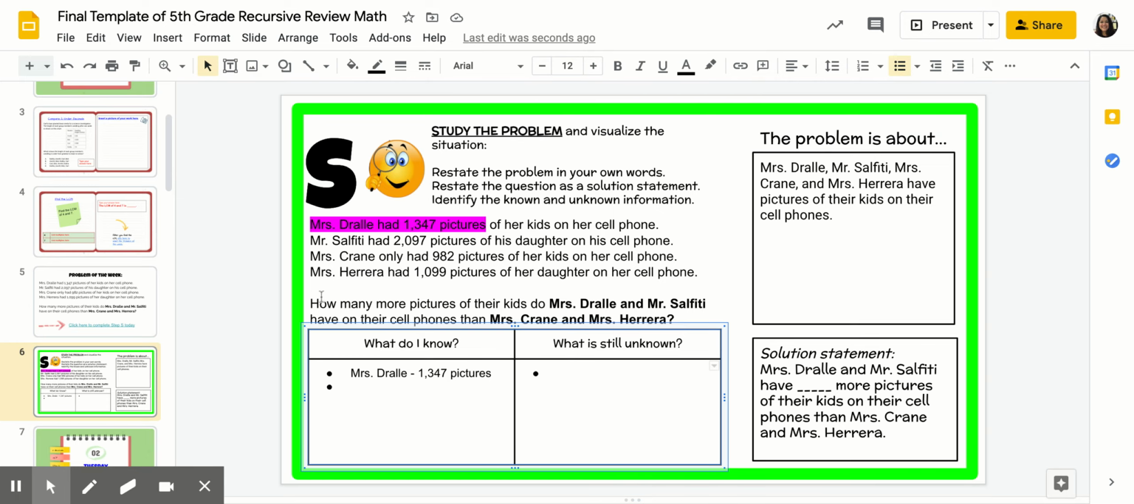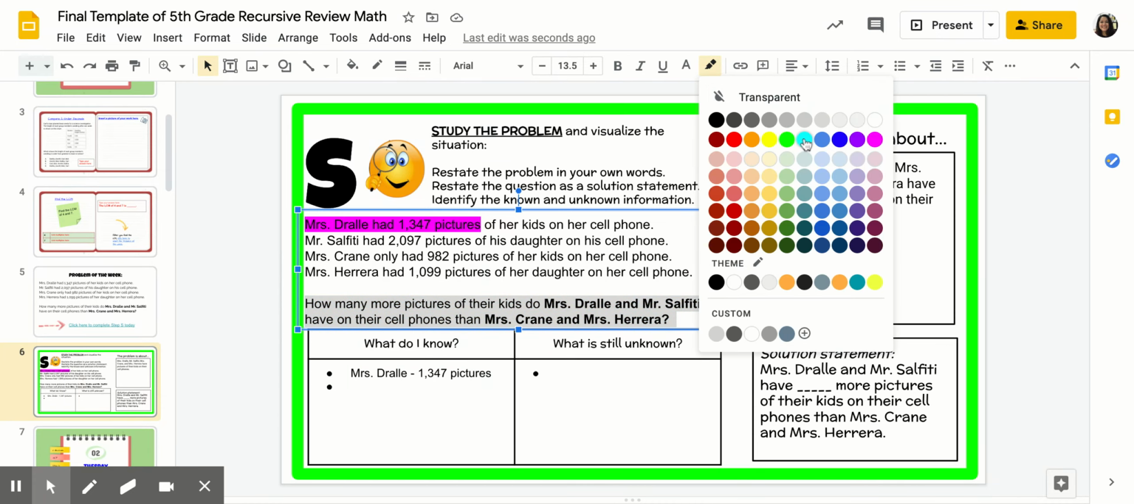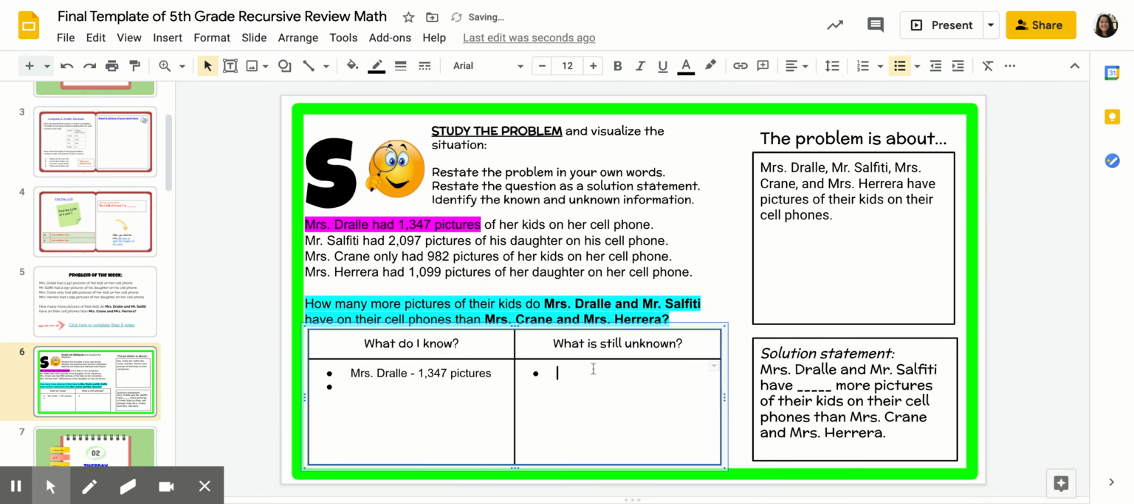Okay, once you've got everything written down there, then you're going to come to the what is the unknown. So I know the unknown is where I focus on my question. So my question is, how many more pictures of their kids do Mrs. Drawley and Mr. Salfiti have on their cell phones than Mrs. Crane and Mrs. Herrera? So again, if you want to highlight it, you are welcome to do so. You do not have to do that.